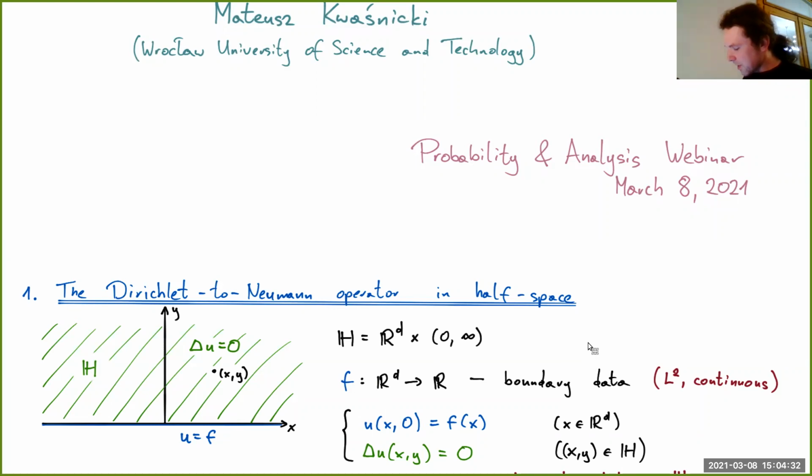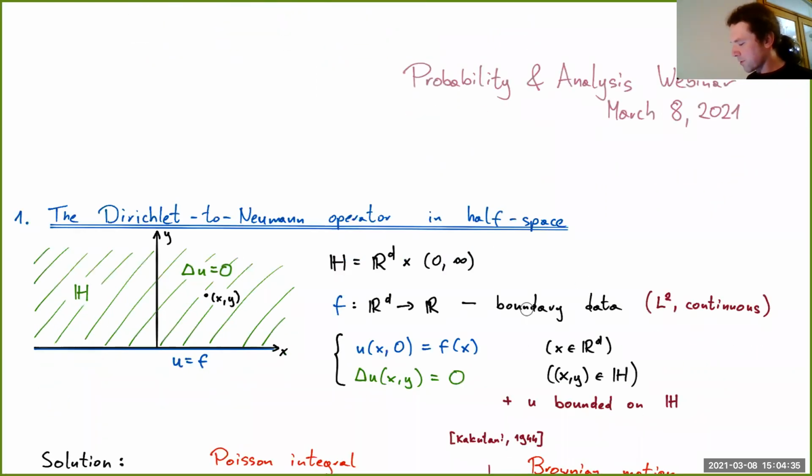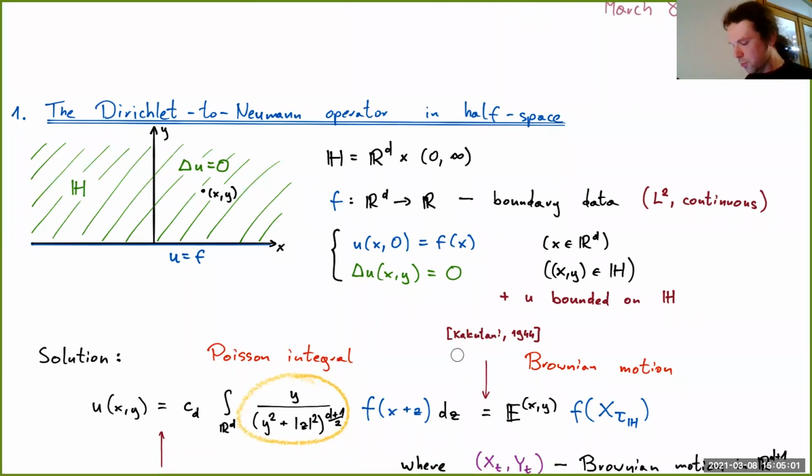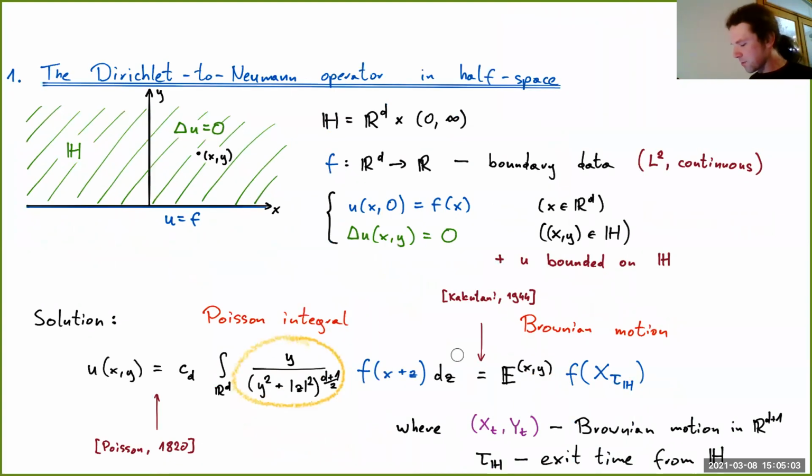Okay, and in order to get uniqueness, we need to assume something about the boundary data. For example, that it's continuous and square integrable, and then we assume something about the solution at infinity. For example, bounded is enough. And then the solution is known explicitly in terms of the so-called Poisson integral. So you can integrate your boundary data, or actually convolve it with what is called the Poisson kernel, and that will give you a solution. And that's a very classical result due to Poisson in early 19th century.